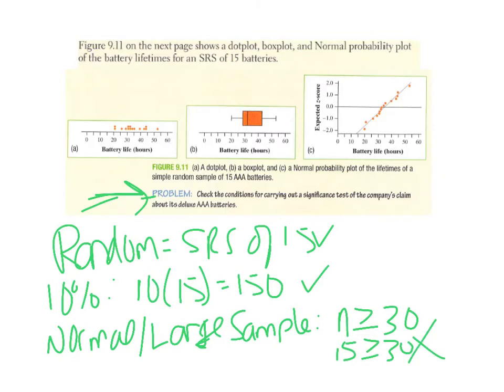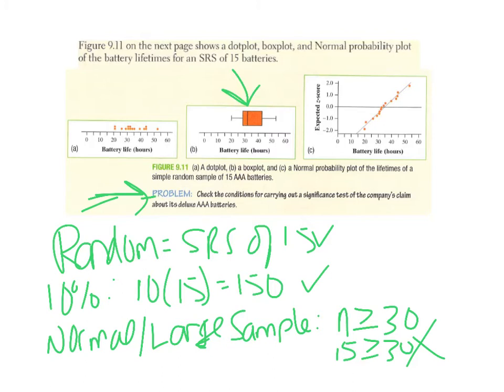So this one is not met, which then means I need to move on to graphs because I don't know the distribution of my entire population. Looking at all three of those graphs, there is no strong skew. There is some skew. You can definitely see some right skew here in the box plot, but there is no strong skew. There are no outliers, so I can assume that I can do normal calculations on this. Remember, if I saw any strong skew or outliers, I wouldn't be able to do it.